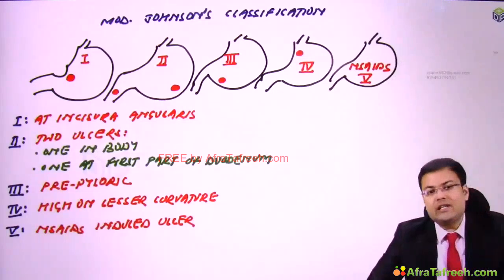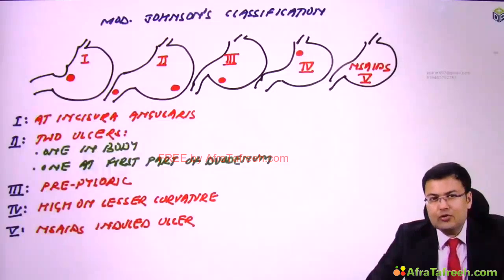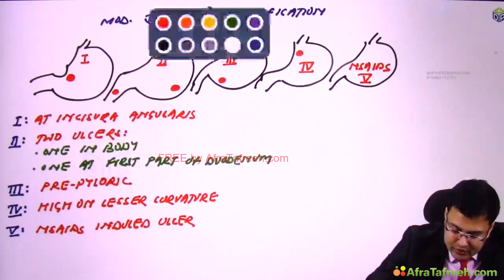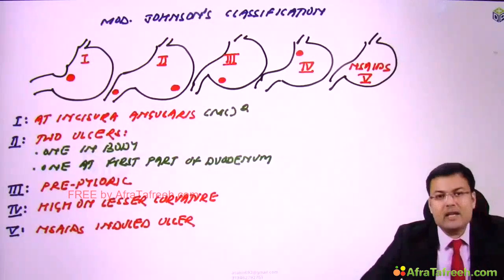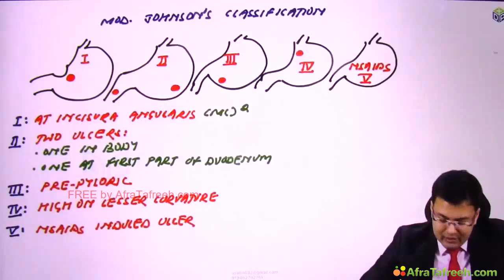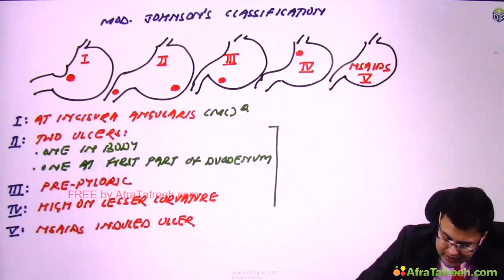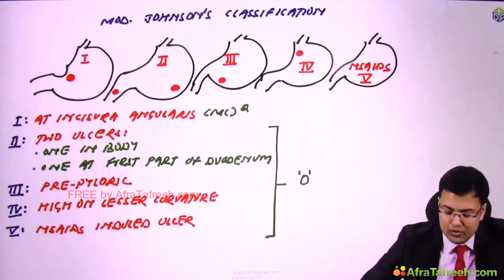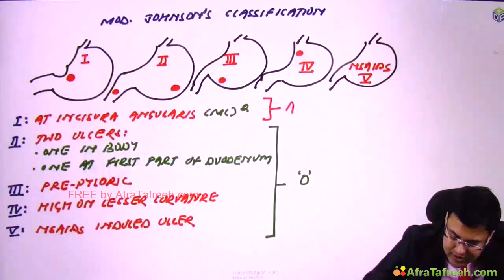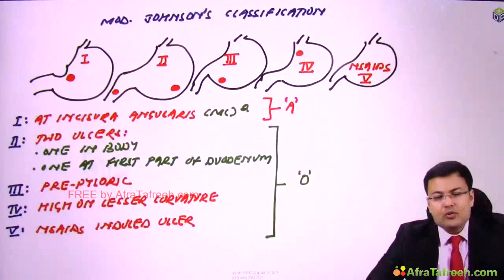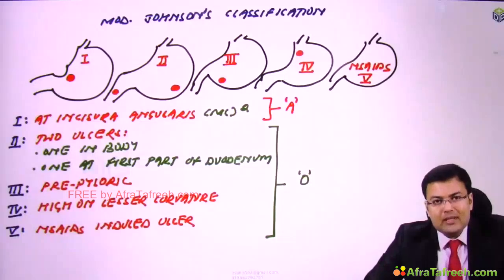Clear? First question: what is the most common type of gastric ulcer? The most common type of gastric ulcer is type 1. After that, second question: most of these gastric ulcers are associated with blood group O. But be careful, type 1 is associated with blood group A.